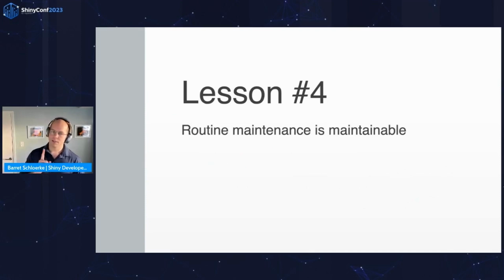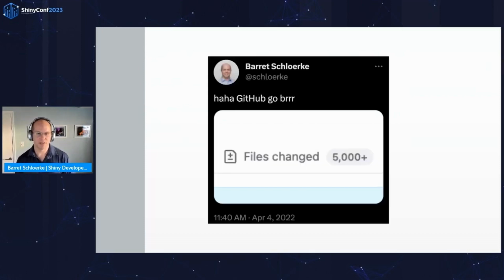And finally, lesson 4, routine maintenance is maintainable. I know this is a bit of a tautology, but if you don't do routine maintenance, you might make a PR so big that GitHub won't let you merge it because you can't view the website. It finally rendered about 15 minutes later. It was a lot of fun to get that in.